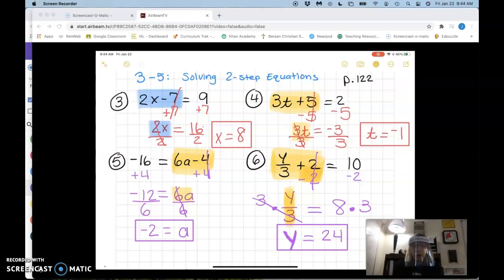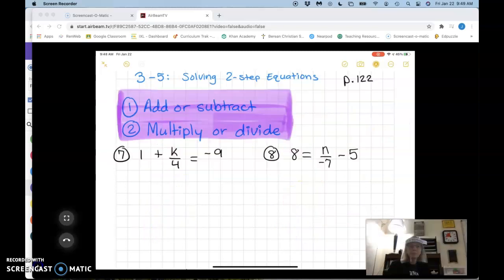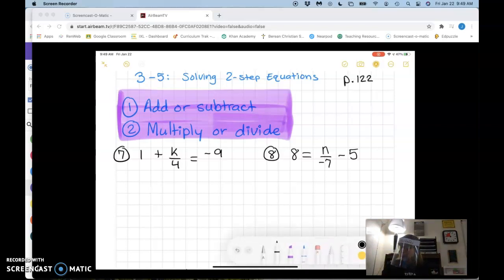Okay. Copy those down and we'll be right back. Okay, so at the top of the screen, we wrote down our 2 important rules for solving these 2-step equations correctly. Number 1, you have to add or subtract first. And number 2, then you're going to multiply or divide. So, let's look at this next example. And remember, look at what is happening to the variable first.